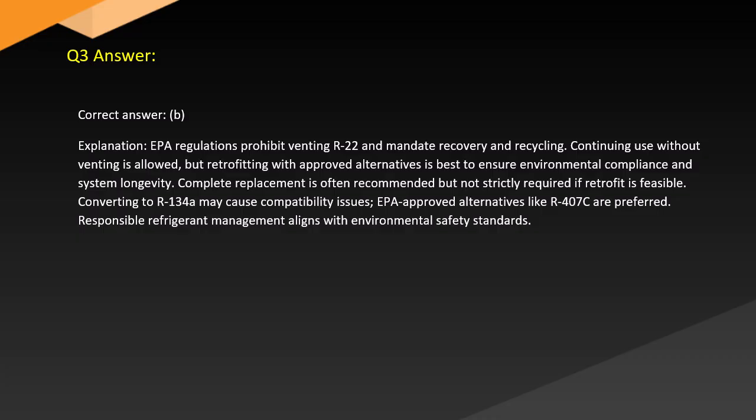Answer. Correct answer: B. Explanation. EPA regulations prohibit venting R22 and mandate recovery and recycling. Continuing use without venting is allowed, but retrofitting with approved alternatives is best to ensure environmental compliance and system longevity. Complete replacement is often recommended but not strictly required if retrofit is feasible. Converting to R134A may cause compatibility issues. EPA-approved alternatives like R407 are preferred. Responsible refrigerant management aligns with environmental safety standards.